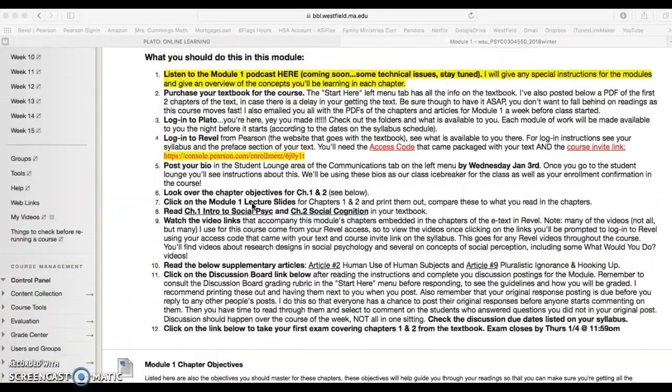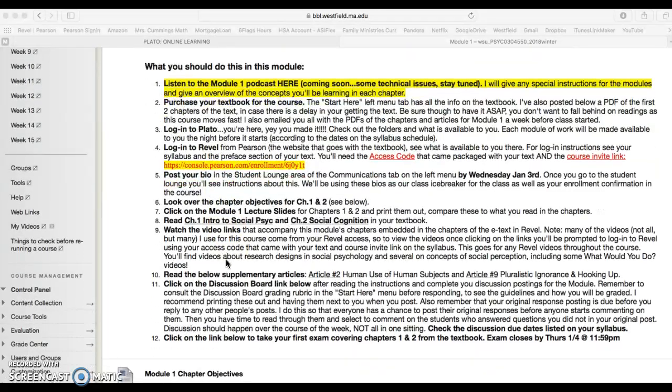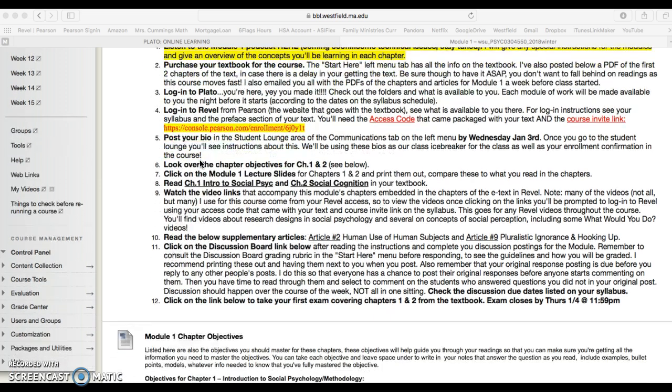So let's just go back up really quick. So those are the chapters. Every module, I'm going to give you a to-do list. And you're going to notice in Module 1, there's a lot of extras because this is your first module. You're just getting used to the class. There's a lot to kind of navigate around and check out. So some of this is basic stuff, getting your textbooks, logging into Plato, logging into Revel. Some of this is repetition from the Start Here podcast that I did in the Start Here menu. But do make sure you're taking today to do these things.